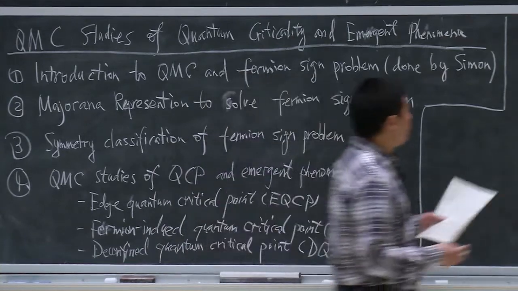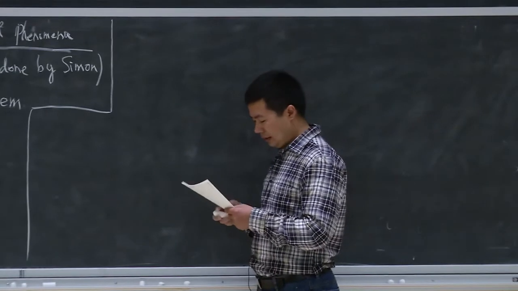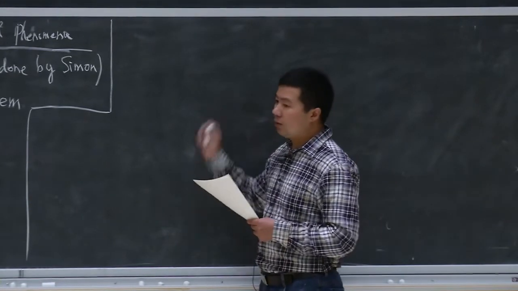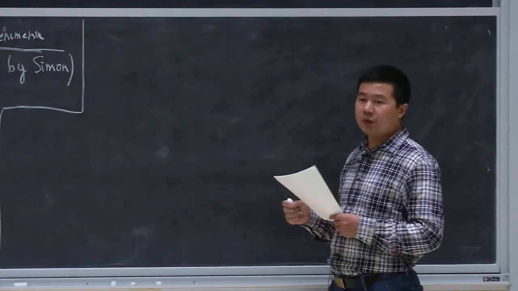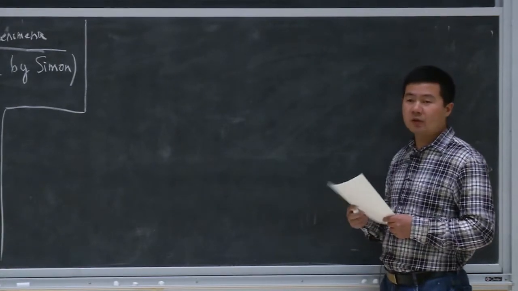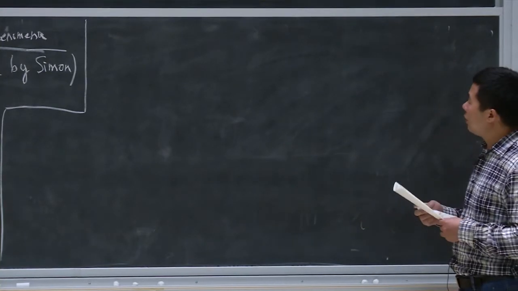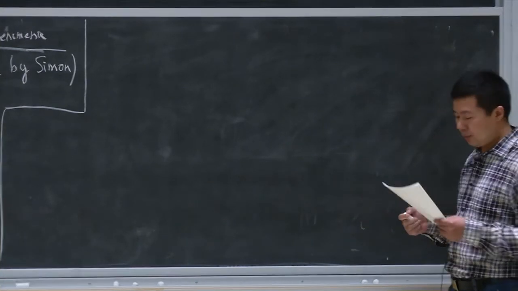So yesterday, Simon introduced the method of quantum Monte Carlo and how useful it is, and also the issues associated with quantum Monte Carlo. The main issue associated with quantum Monte Carlo is the sign problem.